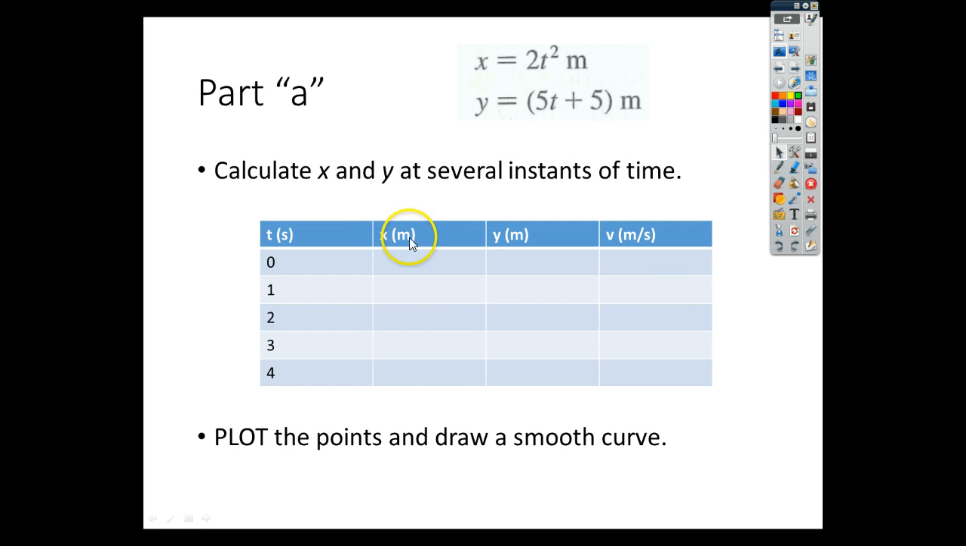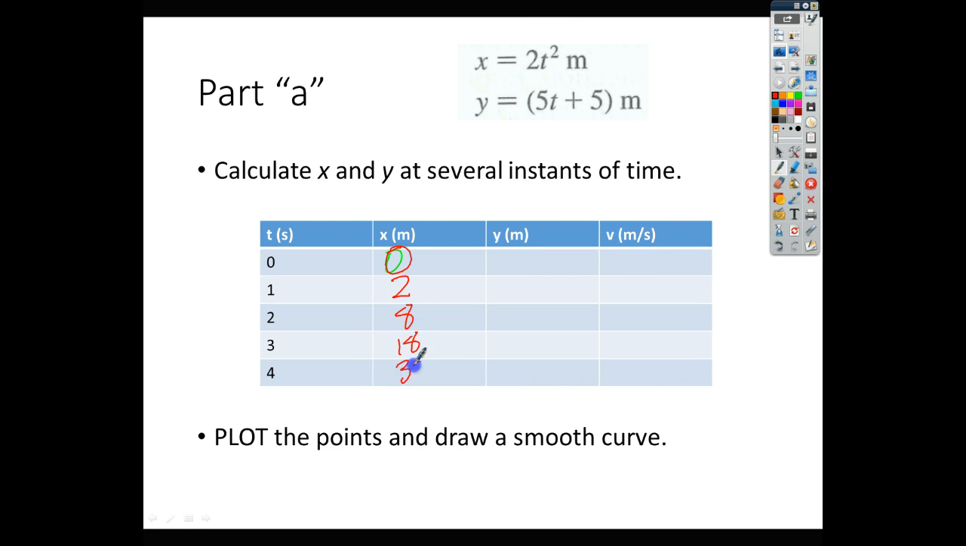So the first thing we need to do is fill in the x and the y's. We're not going to fill in the v yet, but if we fill in the x and the y, we can find the points and draw a smooth curve. So for this first one, if we plug in 0 for time, obviously this is going to be 0. I'm going to change colors here. Let's make it red. So this is going to be 0. At 1 second, that would be 2 times 1 squared, which is 2. At 2 seconds, 2 squared is 4. 4 times 2 is 8. At 3 seconds, 3 squared is 9. 9 times 2 is 18. And then finally, 4 squared is 16.